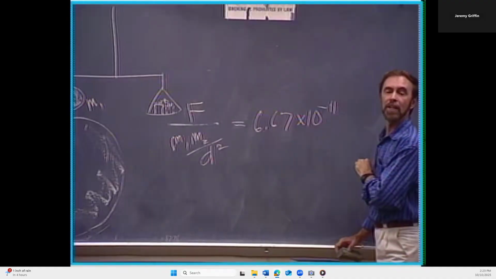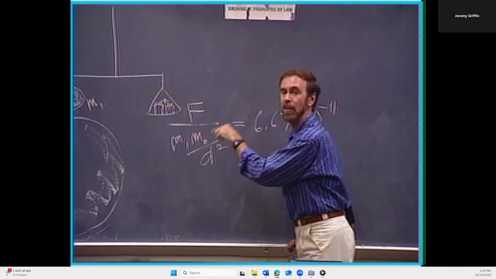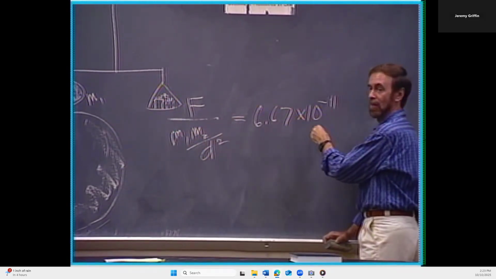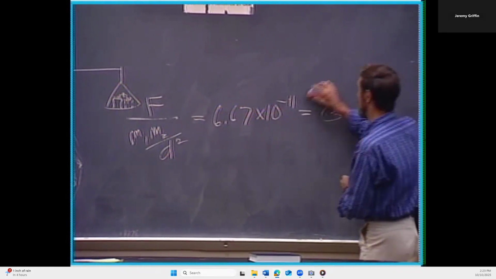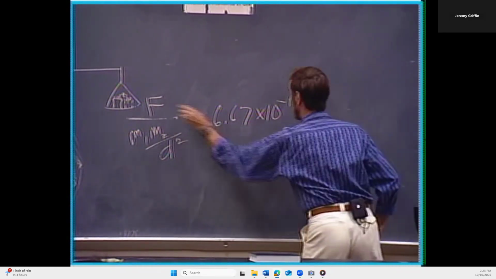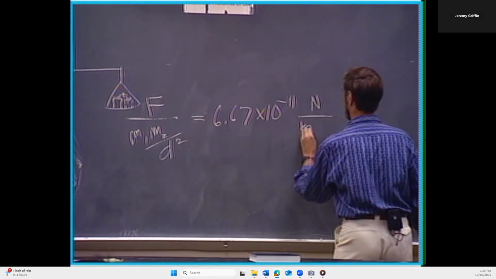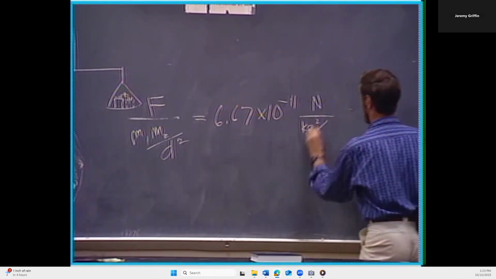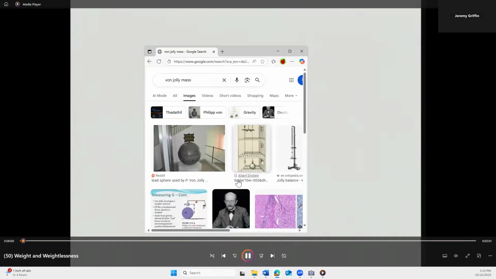And you know what? It makes no difference what values of mass or what distances you consider. You'll always get the same number, and that we call G. And G has units: newtons kilogram square divided by meters square. All right, there's that mass, by the way.